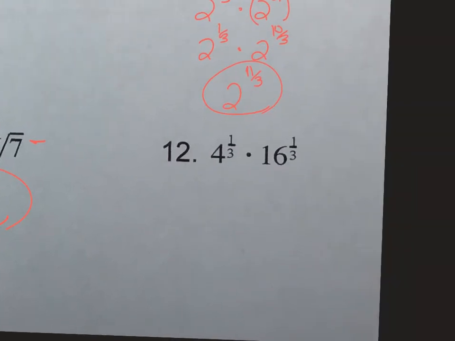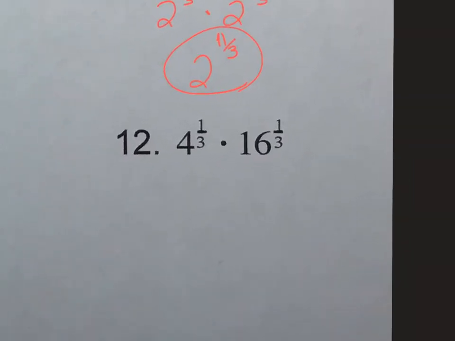Okay, no big deal. Number 12, again, I can't add those exponents because the bases aren't the same. This is what we did just a second ago. So I'm going to make the bases the same. Always take the bigger one and make it into the smaller one. So I'm going to take the 16 and make it 4 squared. And I have a 1/3.